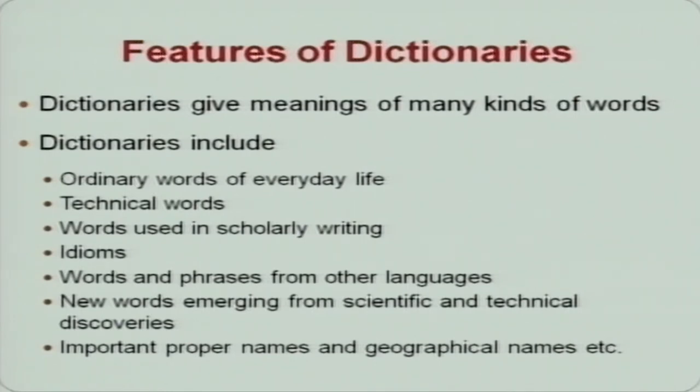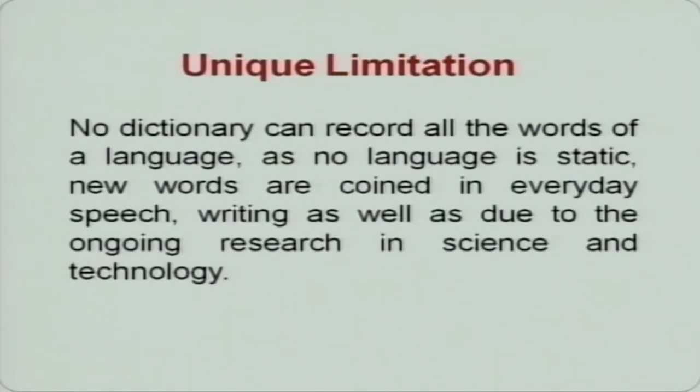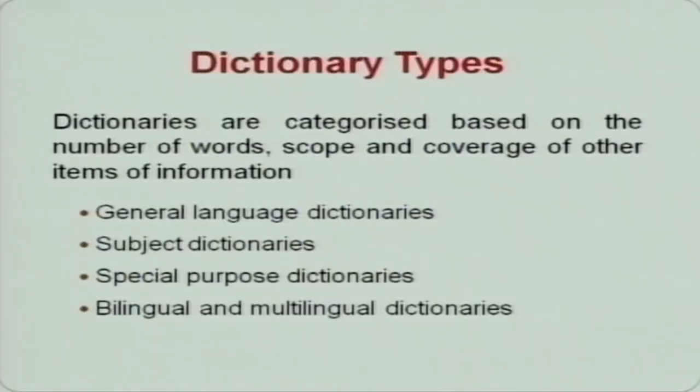Now, every dictionary has a limitation. I won't call it a limitation exactly, but actually what happens is that no language is static. Every day, or in a year's time or in a month's time, some new words are coined, and some new records are therefore added in the dictionary. So the dictionary is basically a dynamic book where coined words are always added from speech, from writings, from ongoing research processes. There are four types of dictionaries. One is general language dictionaries, then subject dictionaries, special purpose dictionaries, and bilingual and multilingual dictionaries.